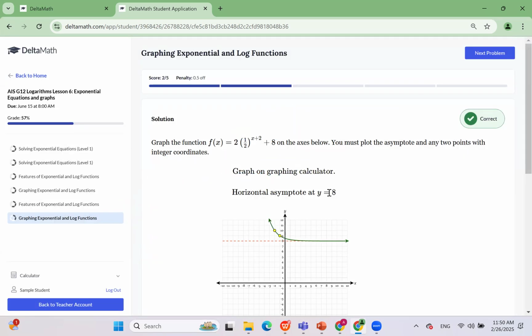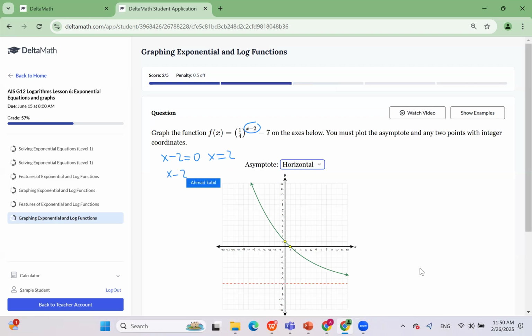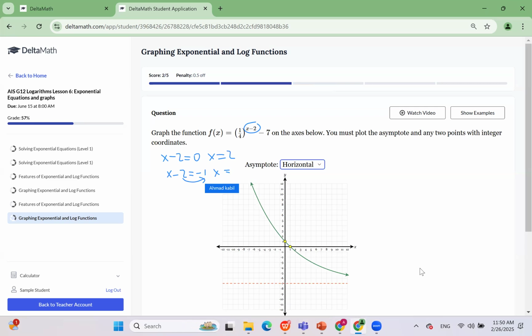Let's try a third one. So again, here the horizontal asymptote is at negative 7 because of this number. And to get 2 reasonable points, we want this power to be 0 or negative 1 again. So x minus 2 equals 0, x equals 2. x minus 2 equals negative 1, so x equals, taking this to the other side, negative 1 plus 2 is positive 1. So we're going to plug 1 and 2 into this expression.